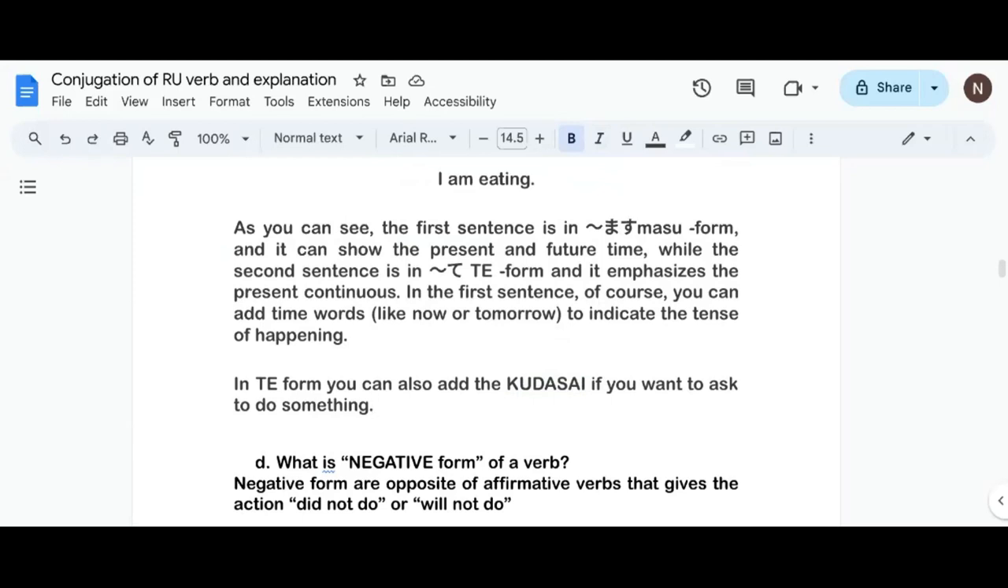Ringo o kudasai. So in the te form, under the verb's te form, you could also use the word kudasai. For example, nete kudasai. Please sleep. You are asking him or her to sleep. Tabete kudasai. Please eat. Or, what else? Hashitte kudasai. Please run. Hashiru, to run. Under your te form, hashitte, and then add the word kudasai.